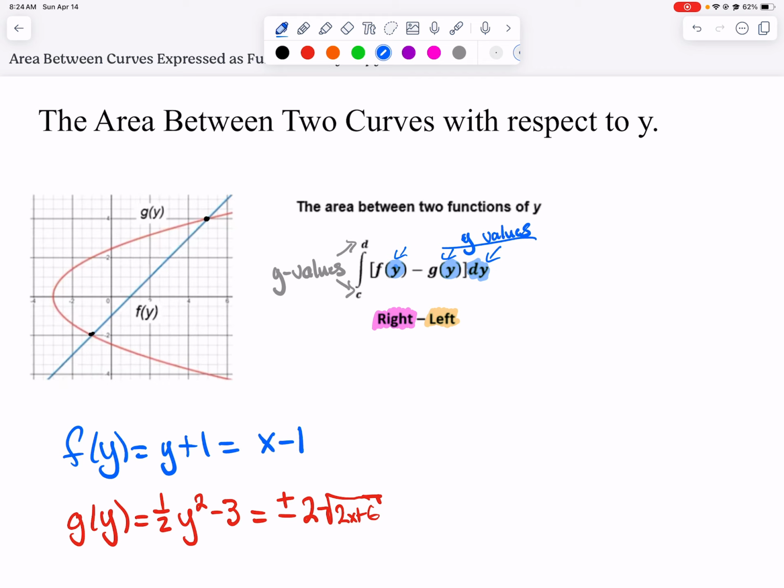So take a second, read over this really quick. If you need to pause the video, do so, but I'm going to head right into this first problem. So let's jump right in.